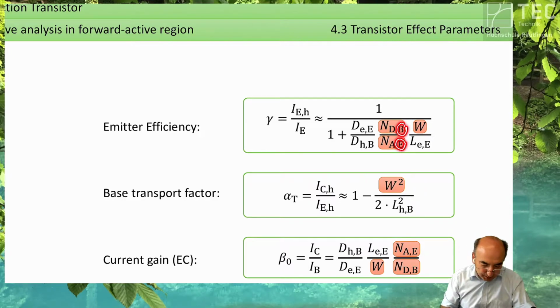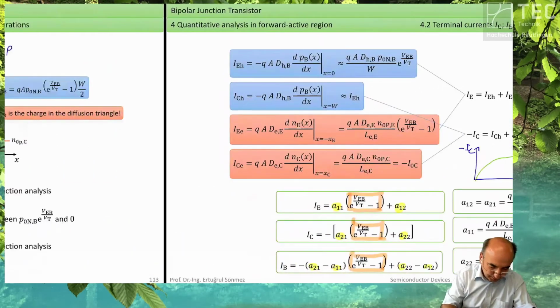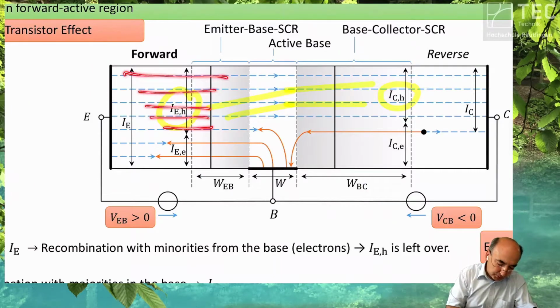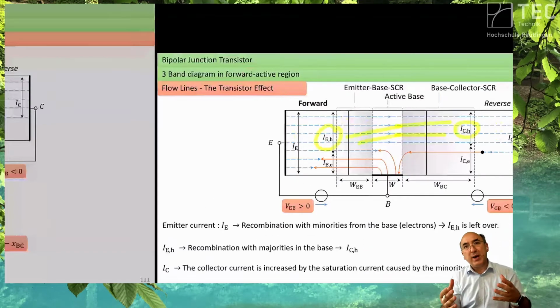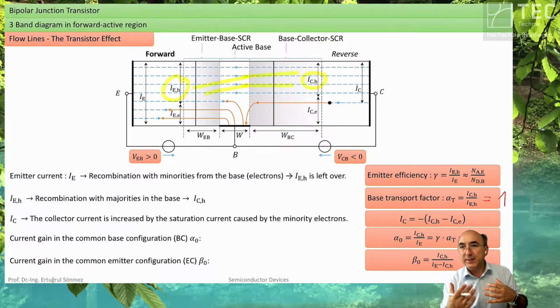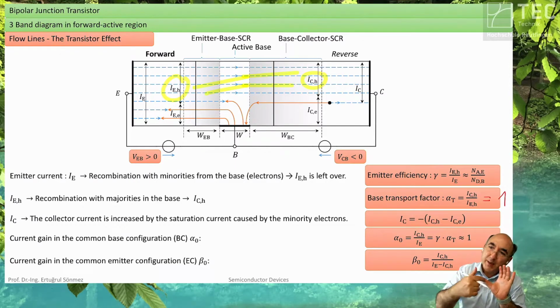What does that mean? If you increase the emitter doping, you increase the efficiency. Yes, sure, because if in the relation you have more holes than electrons, then less recombination happens for the holes. Therefore, the efficiency increases. Okay, so you have from the physics of the device a hint what you should do to optimize the device parameters themselves.